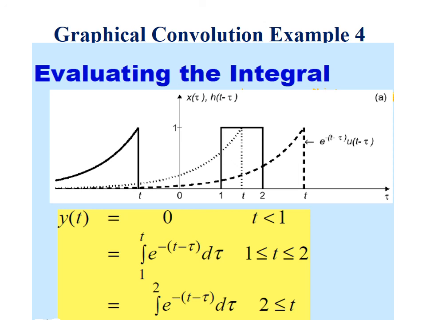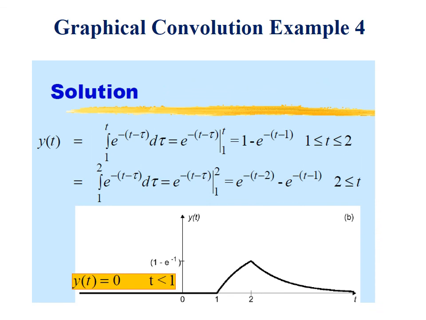And still, if we shift the signal, we would get t beyond 2, and as a result our integration value would be e power minus t minus tau d tau between the limits 1 to 2. Thus, our solution would be, between 1 to t, the value 1 minus e power minus t minus 1, and beyond 2 it is going to be e power minus t minus 2 minus e power minus t minus 1.